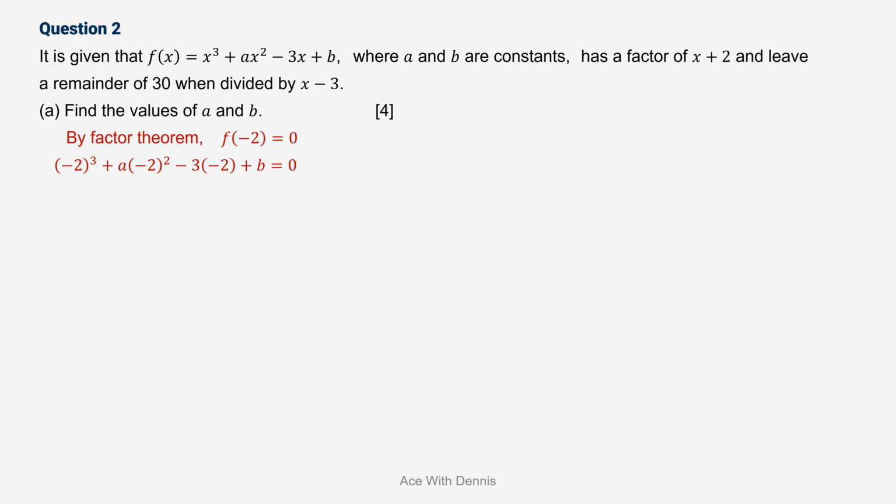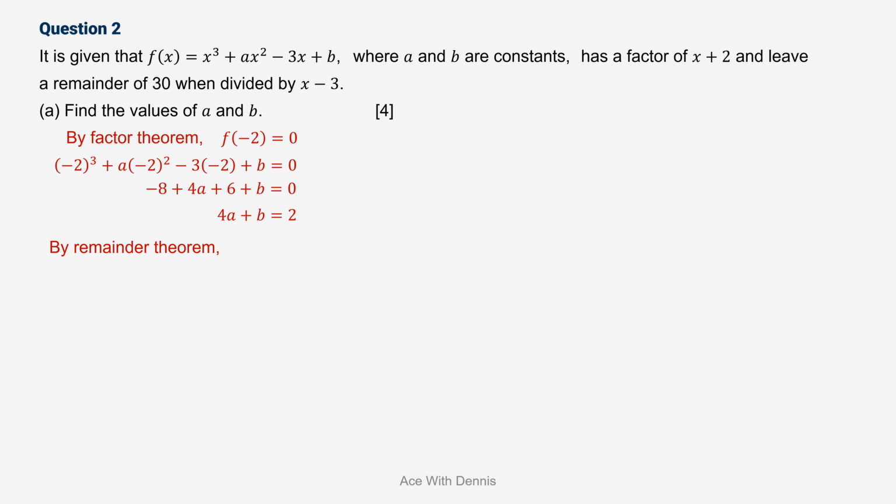Then the equation becomes negative 2 cubed plus a times negative 2 squared minus 3 times negative 2 plus b equals 0. Then expand the indices. We have negative 8 plus 4a plus 6 plus b equals 0. So 4a plus b equals 2.